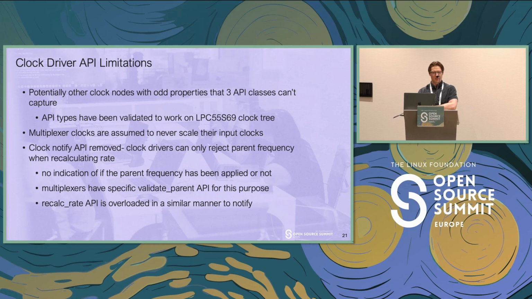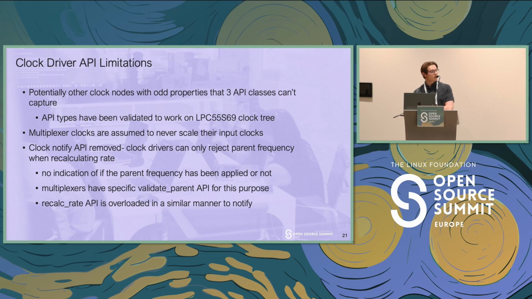Additionally, with the notify API, the initial signature allowed clocks to be aware of basically: is the rate change occurring? Are we querying a rate change, like validating that a rate is acceptable? Are we about to change rate, or have we just changed rate? The new method of clocks essentially rejecting a rate is in the recalc rate function. We're kind of overloading that now, and that function has no indication of whether or not the parent frequency has been applied.